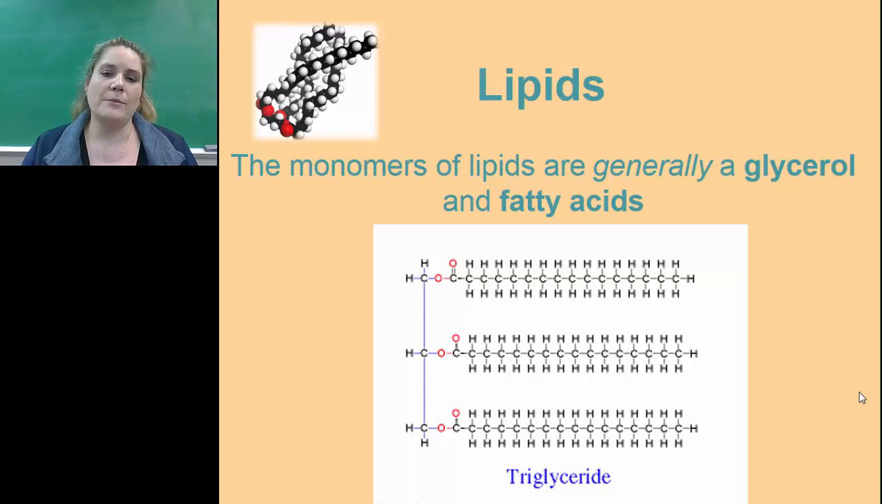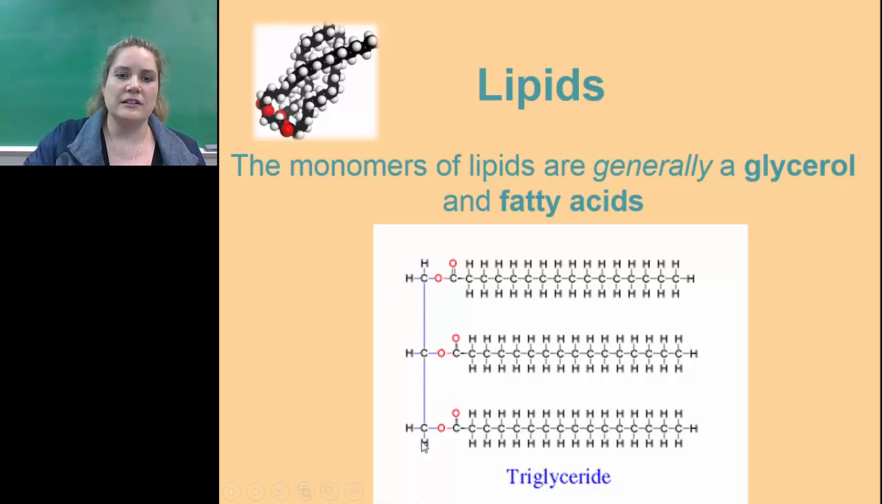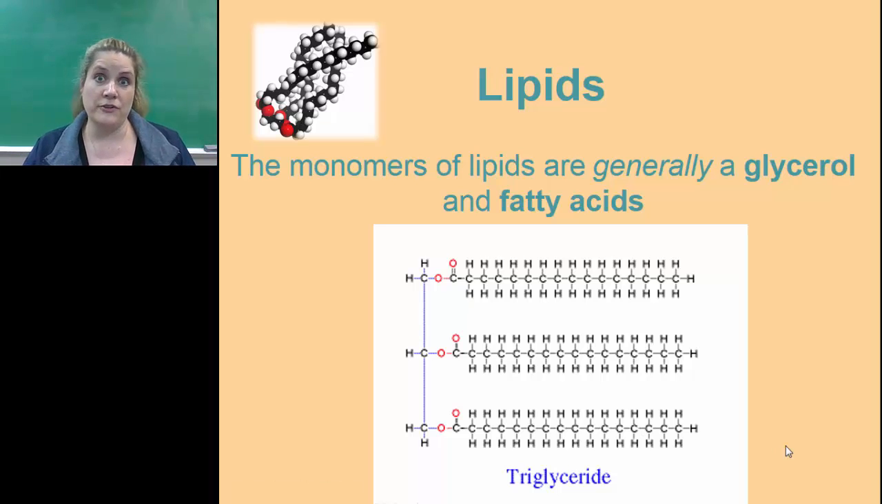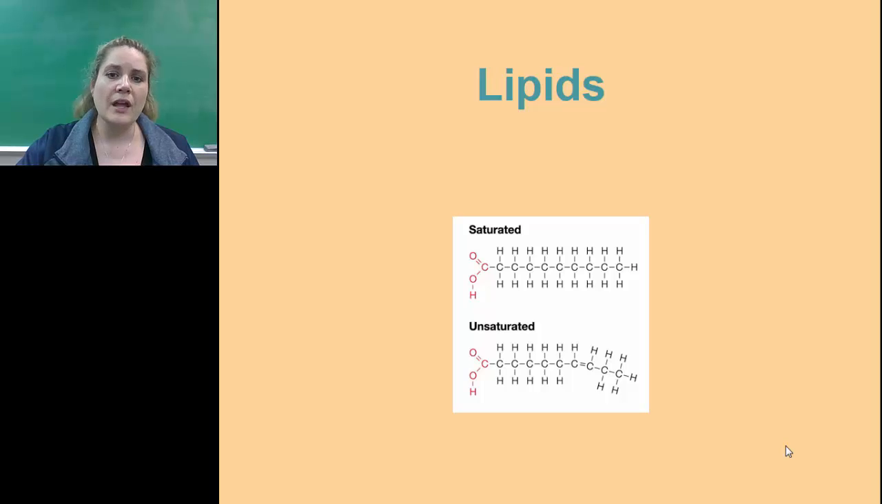Generally, when we talk about the monomers of lipids, we're talking about glycerol and fatty acids. So here's a glycerol molecule right here. And then here's a fatty acid, here's another fatty acid, and then here's another fatty acid. So we have our glycerol and then 3 fatty acids, which is why this is called a triglyceride. The tri refers to the 3 fatty acids, and then the glycerol, the glyceride. So a triglyceride, 3 fatty acids.